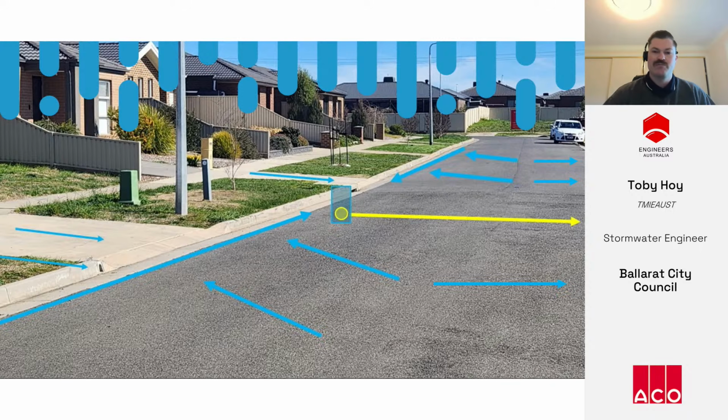Once the water's in, the curb collects the water and transports it to the side entry pit in the middle of the picture, and then the water is in our pipe network underground. In this case, the pipe heads under the road towards the right of screen, shown by the yellow arrow.